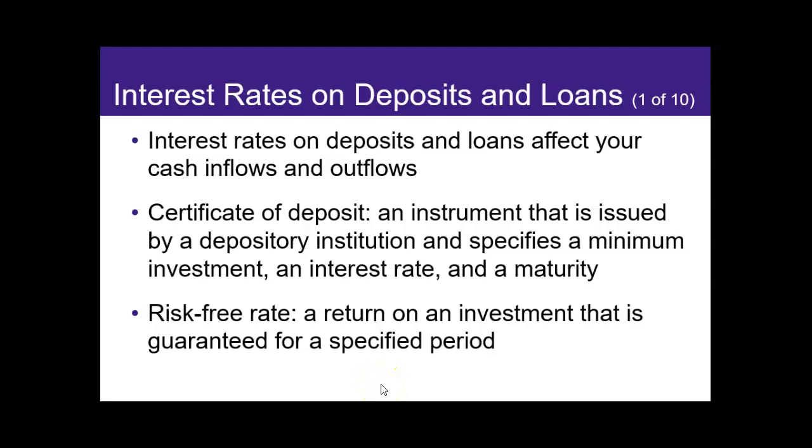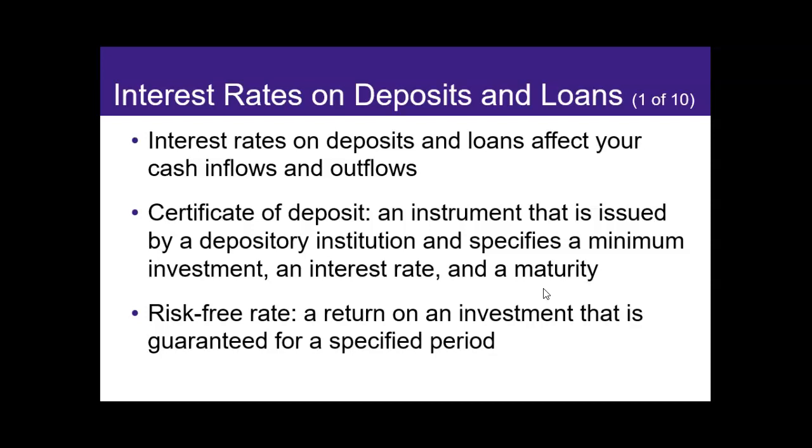Let's continue our discussion pertaining to depository institutions or organizations. We left off discussing interest rates on deposits and loans. We talked about when you have a certificate of deposit, which is known as a CD. It's an instrument that's issued by a depository institution that gives you a specified amount to invest, a specified interest rate known as the risk-free rate, and it has a specified maturity date.